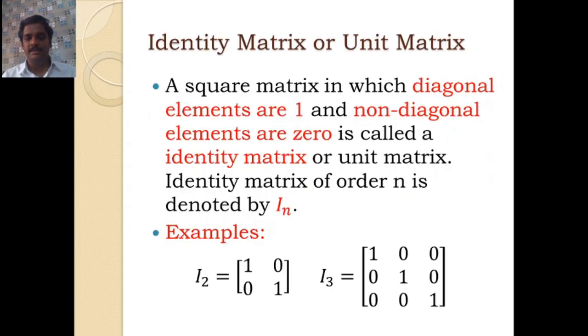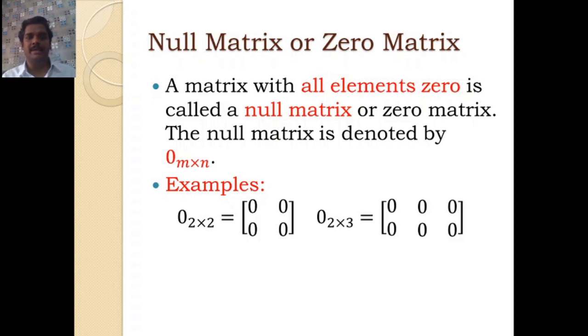Let's move to the next type. The next type is null matrix or a zero matrix. A matrix with all elements 0 is called a null matrix or a zero matrix. The null matrix is denoted by 0 m by n. So that is basically a null matrix of order m by n. Null matrix can be a non-square matrix, but identity matrix always a square matrix.